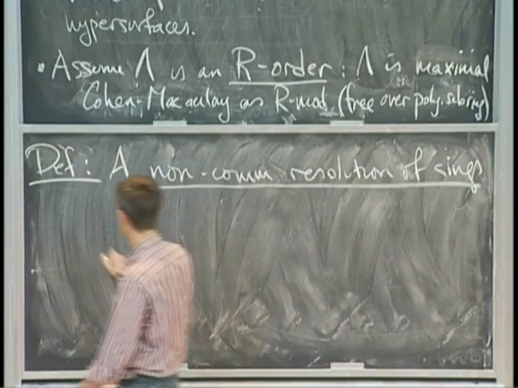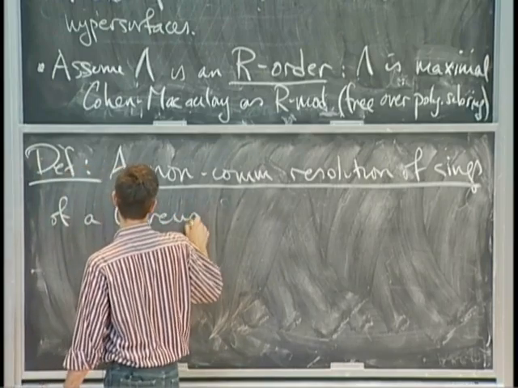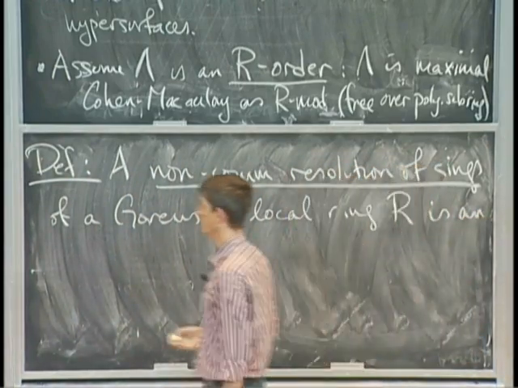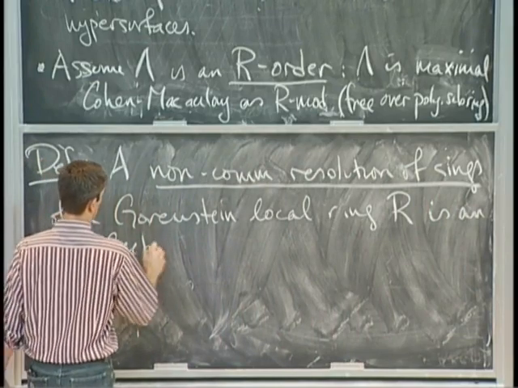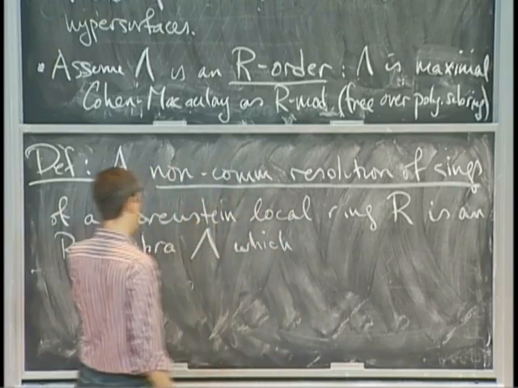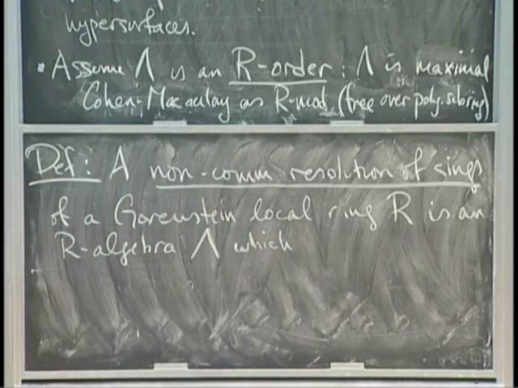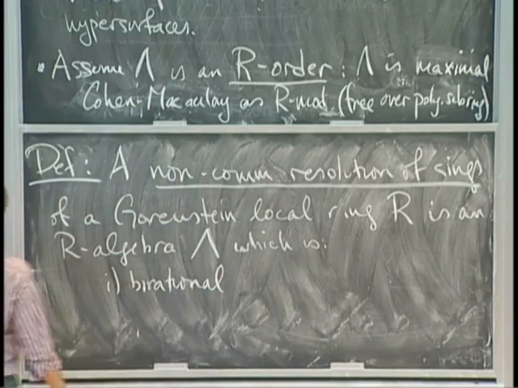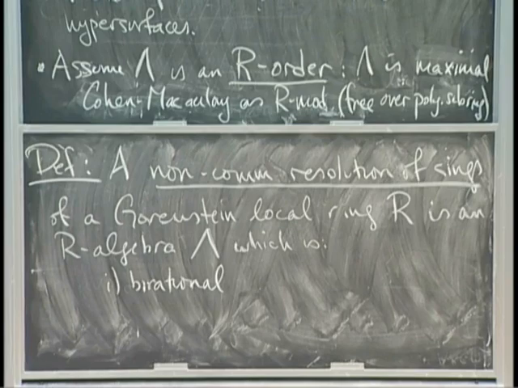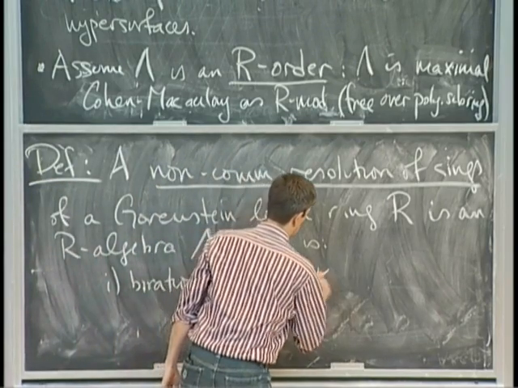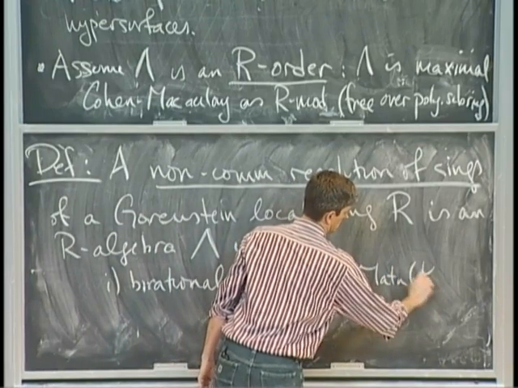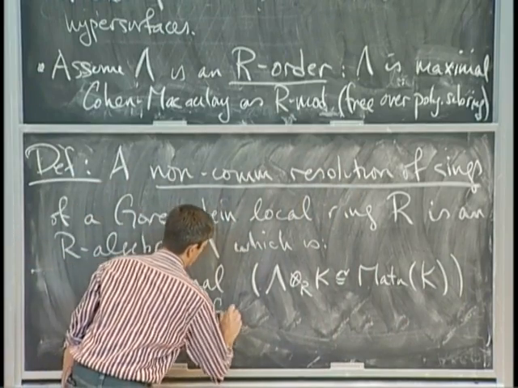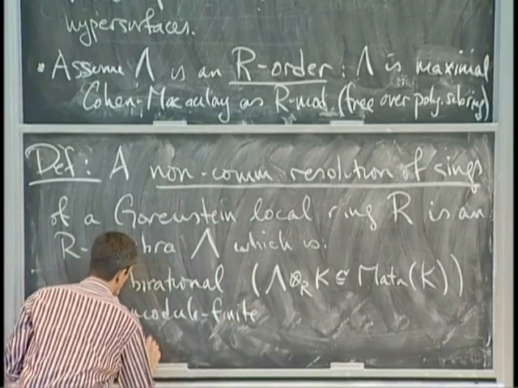A non-commutative resolution of singularities of a Gorenstein local ring R is an R algebra which is, first, birational in this sense up here, in the Morita invariant sense. Secondly, module finite, and thirdly, non-singular.